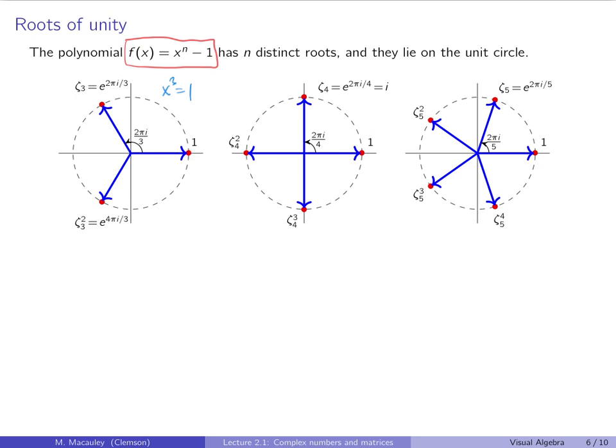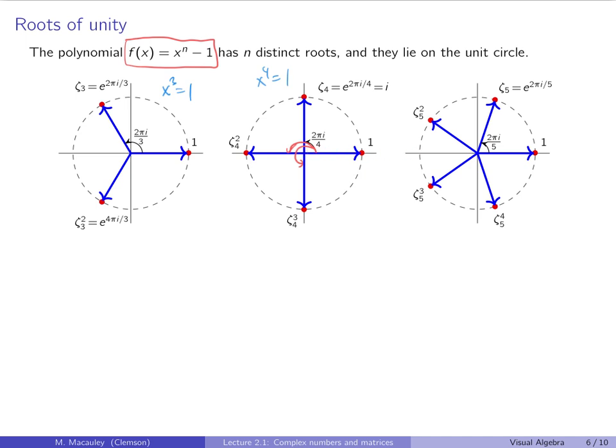Let's go to n equals 4. So x to the 4. So we're looking for complex numbers that satisfy x to the 4 equals 1. Well, 1, negative 1, i, and negative i all satisfy that. You probably know that. But you can see why geometrically, because if you take any of these angles, either 2 pi i over 4, or 2 pi i over 2, or 4 pi i over 4, or 6 pi i over 4, etc., you can see why if you multiply that angle by 4, you will get a multiple of 2 pi.